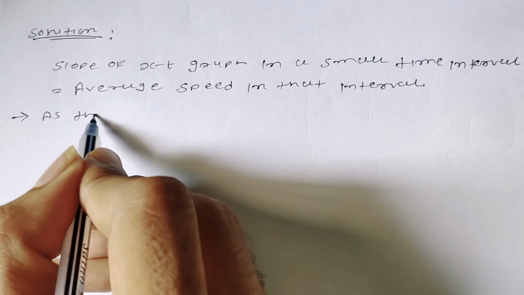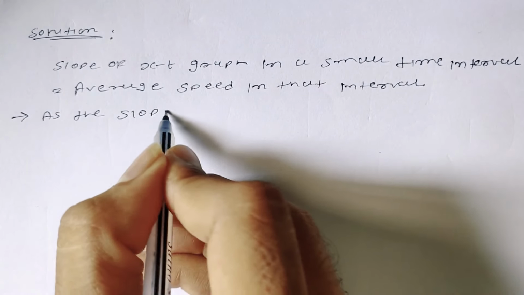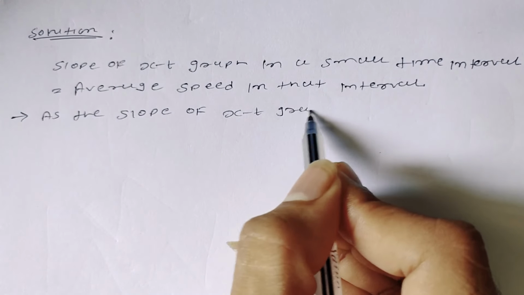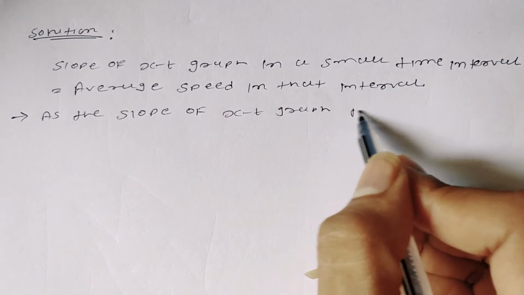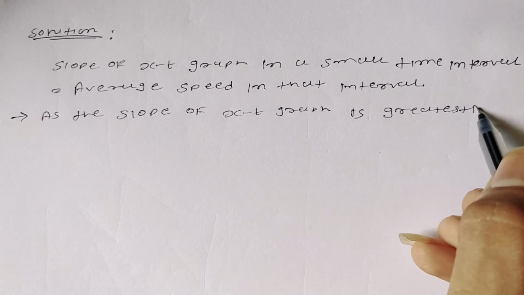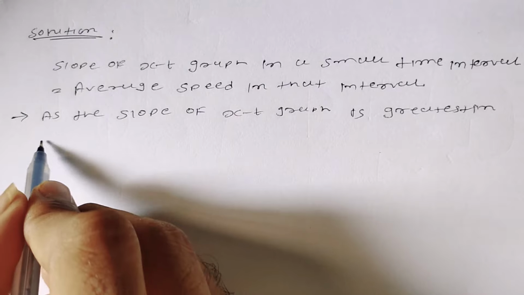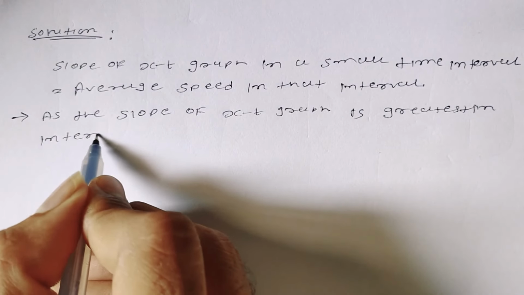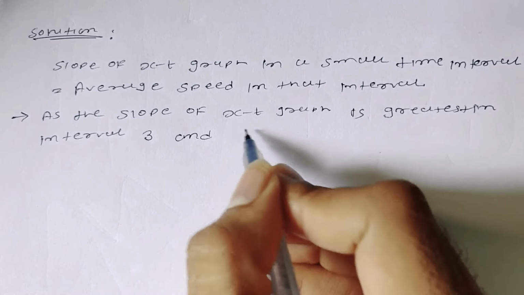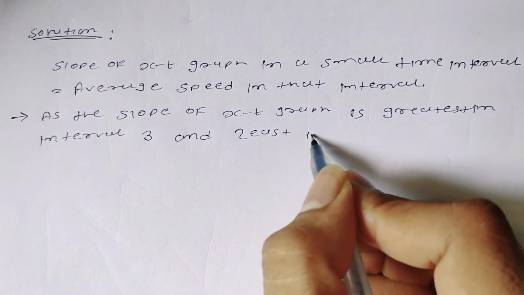So we can say as the slope of the xt graph is greatest in interval 3 and least in interval 1.